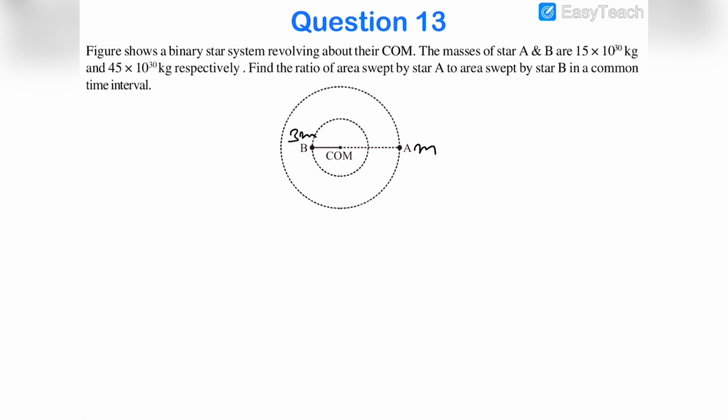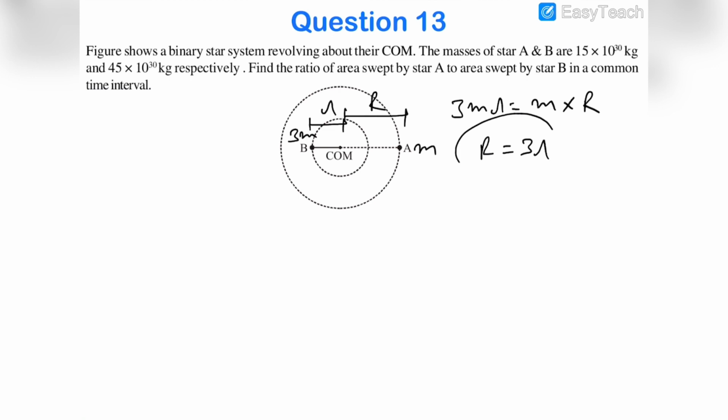So we know that, let's suppose that this is R and this is capital R. We know that the moment about the center of mass is 0. So 3m into R will be equal to m into capital R. So capital R will be 3R, first of all.